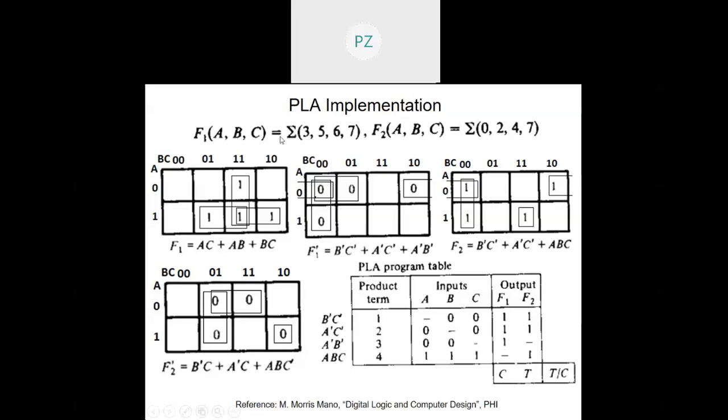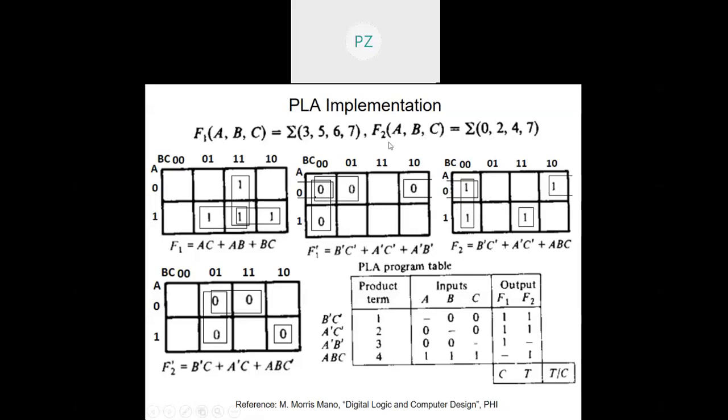So F1 dash will be all those minterms which are not there, which is 0, 1, and basically what all are zeros here, that we are going to combine. When I combine them, this combination gives me B dash C dash, then A dash C dash will come from these two, and then A dash B dash will come from here. Similarly F2 is 0, 2, 4, 7, and I get B dash C dash, A dash C dash plus ABC. This is not combined with anyone, so it will give me ABC.